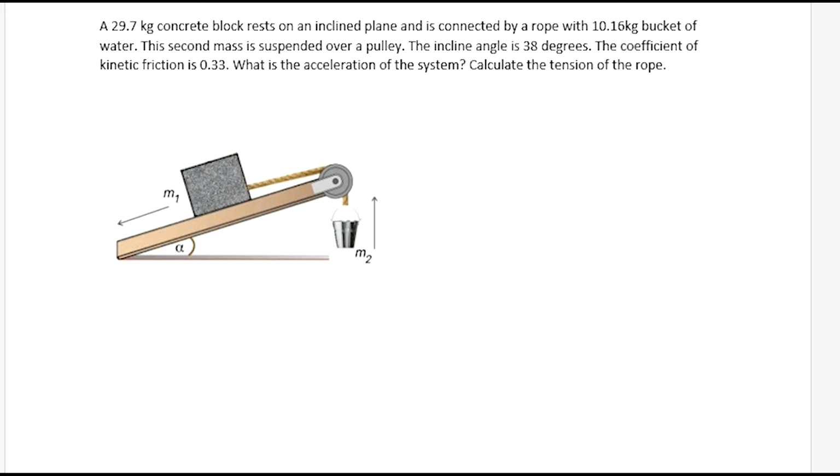A 29.7 kilogram concrete block rests on an inclined plane and is connected by a rope with a 10.16 kilogram bucket of water. This second mass is suspended over a pulley. The inclined angle is 38 degrees. The coefficient of kinetic friction is 0.33. What is the acceleration of the system? Calculate the tension of the rope. So the problem is we're going to find the acceleration of the system and the tension of the rope.